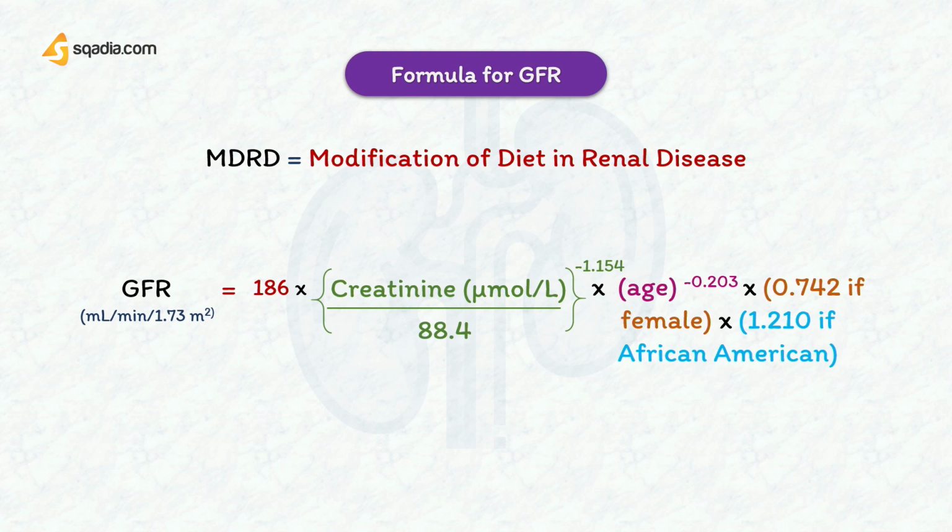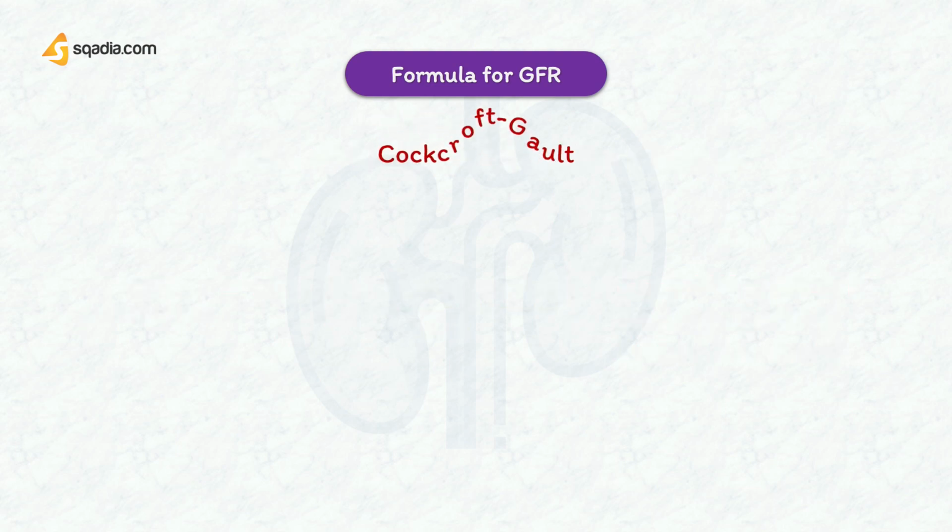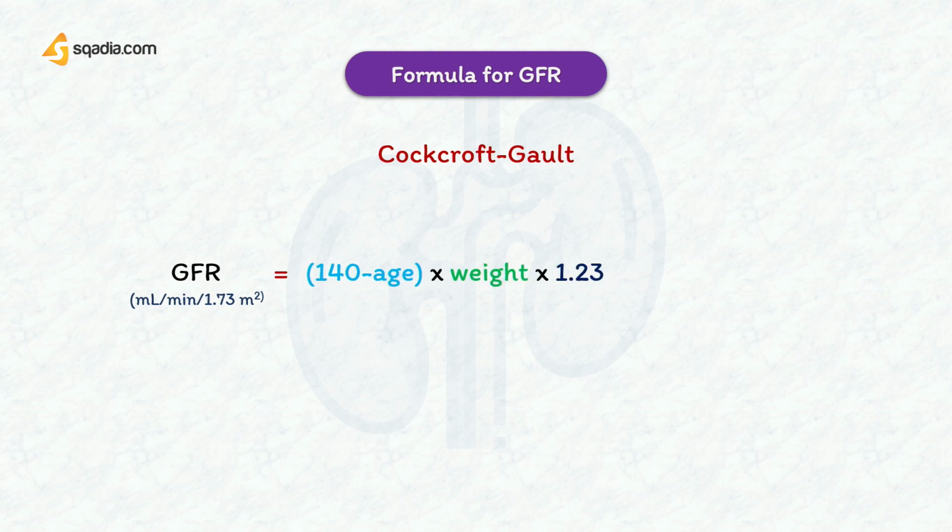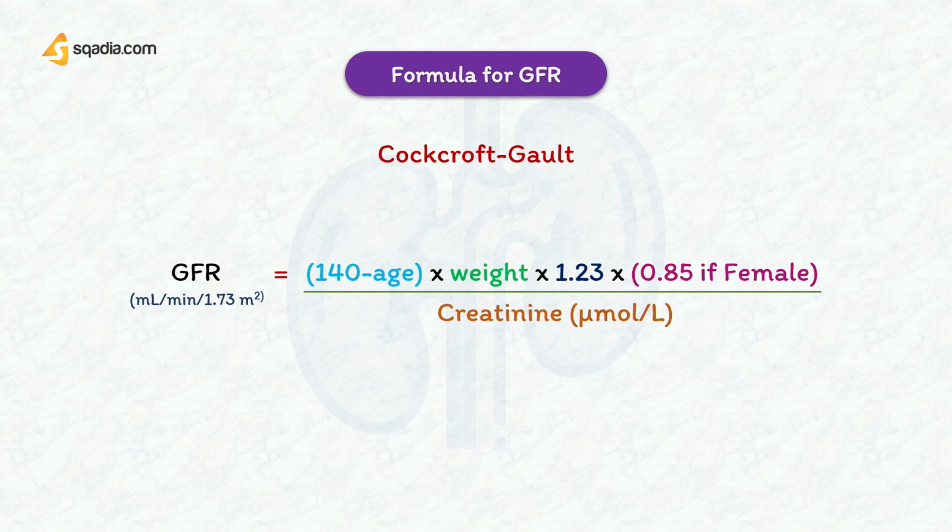Now, another formula is the Cockcroft-Gault formula. In this, GFR is calculated by, first up, 140 minus age, multiplied by weight, then multiplied by a constant, which is 1.23, and then multiplied by a factor of 0.85 if the patient is female. Now, all this will be divided by the creatinine level in the patient. So this is how you can measure the GFR through the Cockcroft-Gault formula.